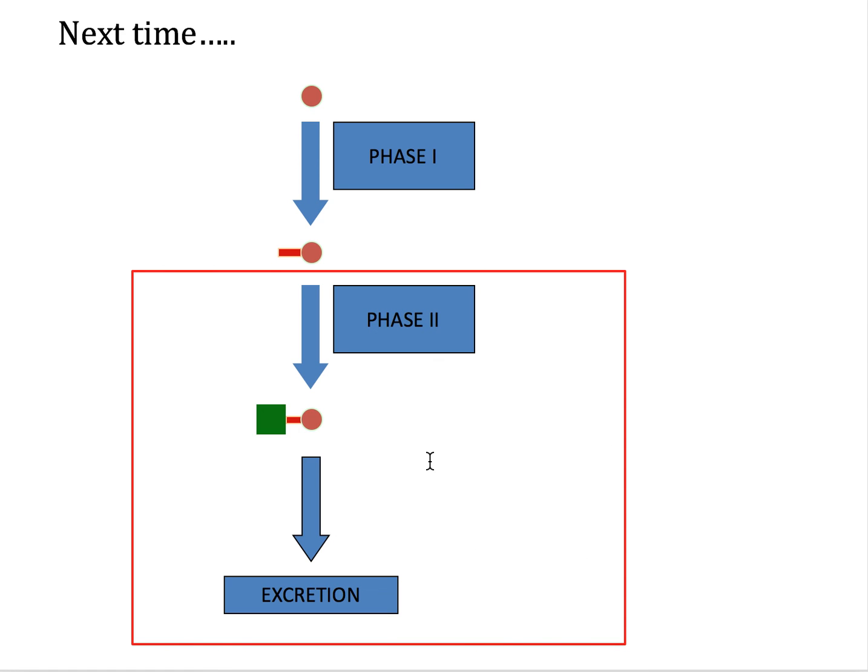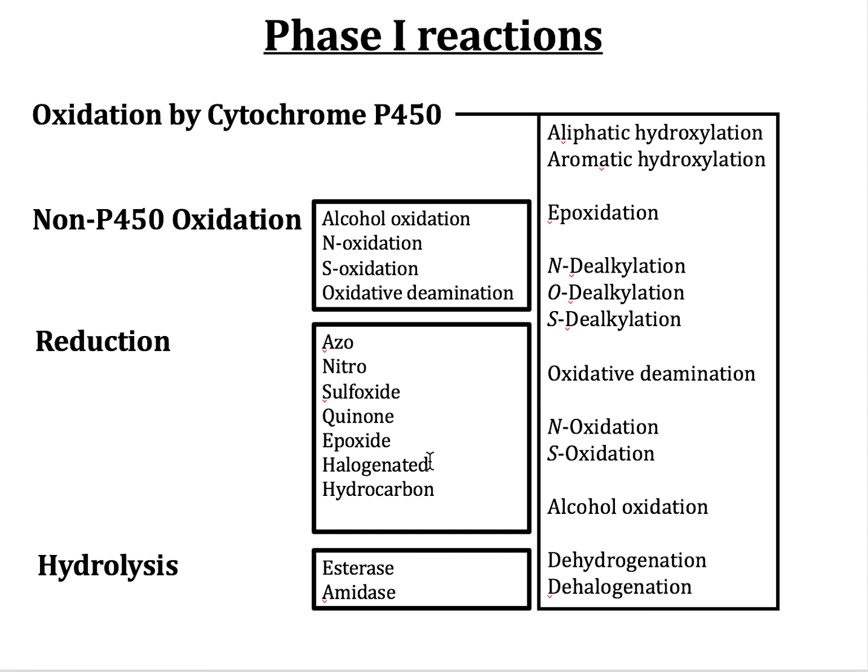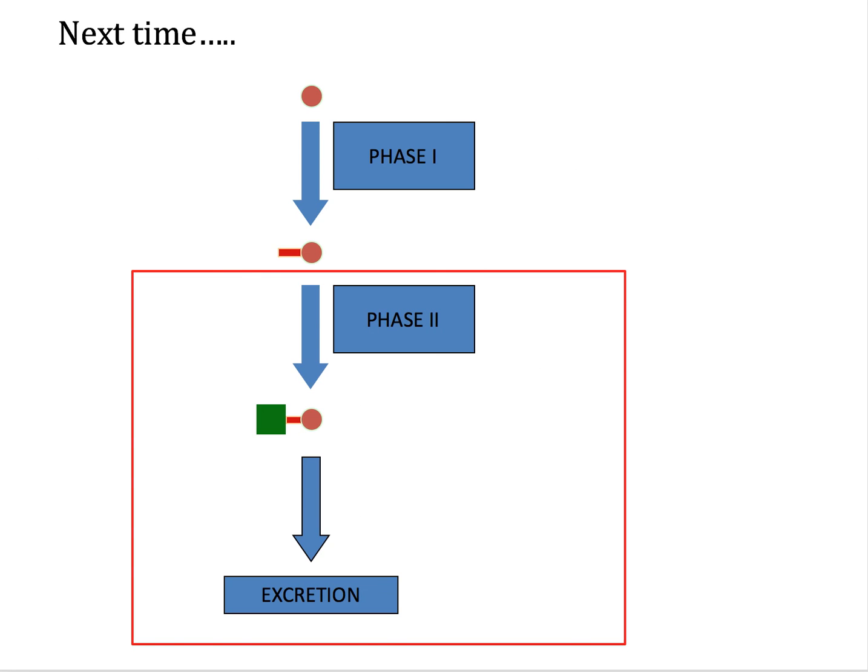And so next time we'll look at phase 2 metabolism. So that's all of phase 1. I mean, that's loads to memorize, but this is what basically happens. So you've got oxidation by cytochrome P450, non-P450 oxidation, reduction, and hydrolysis. And next time we'll be looking in more detail at phase 2 conjugation reactions and what happens in phase 2.